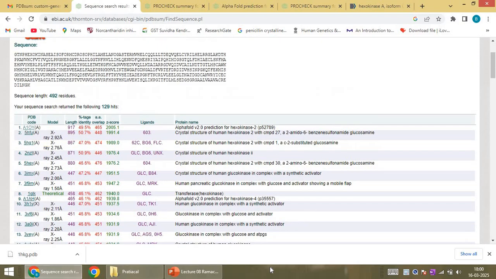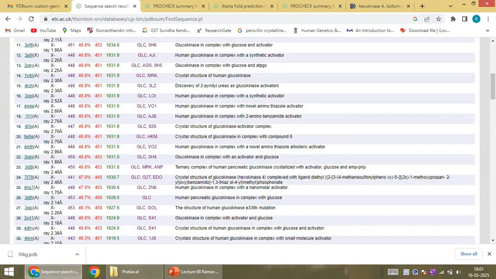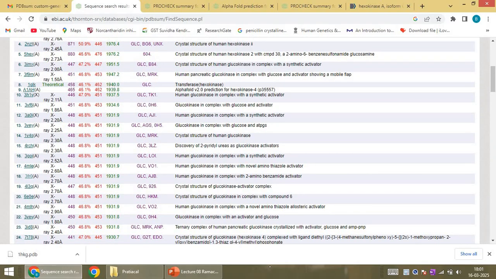This is the PDB ID, this is the information related to the model, this is the length information, and this is the similarity. Suppose the first one has 49.5% similarity with our target sequence, and this is the Z score value, this is the information related to the ligands, and this is the protein name. In these proteins, we select our target molecule. Here I want to search the human glucokinase, so I select this one.